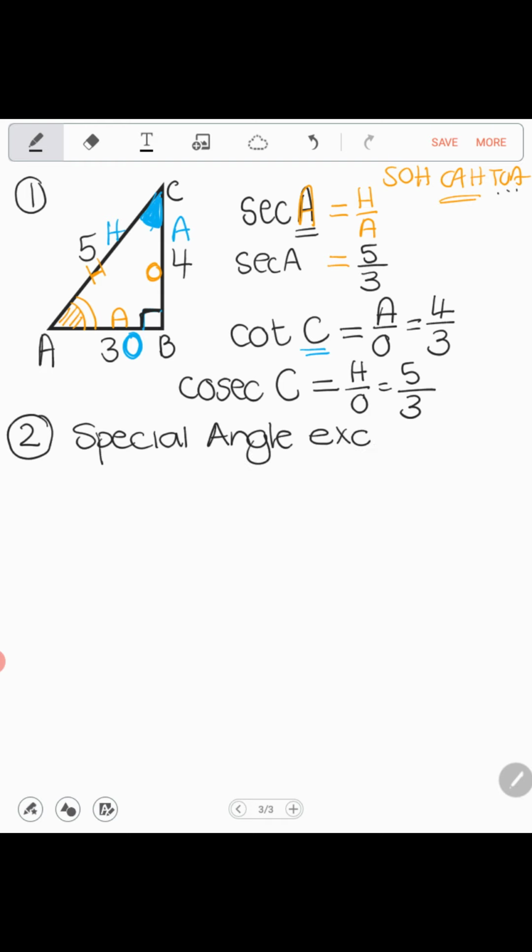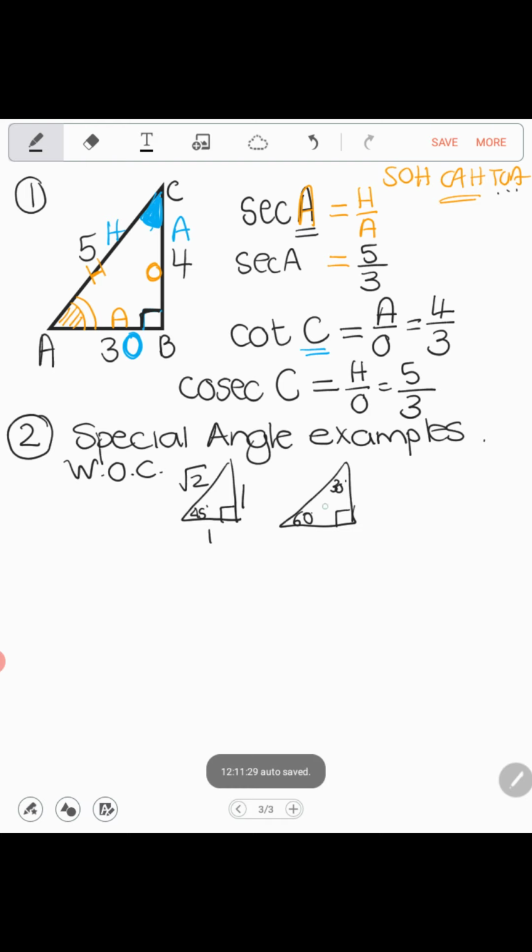So we're going to do this obviously without a calculator. So let's quickly just go over our little special angle triangles. Hopefully you remember them. These are my 90-degree angles. This is a 45. So this is 1, 1, and root 2. This is 60 and 30. And this is 1, 2, and root 3.